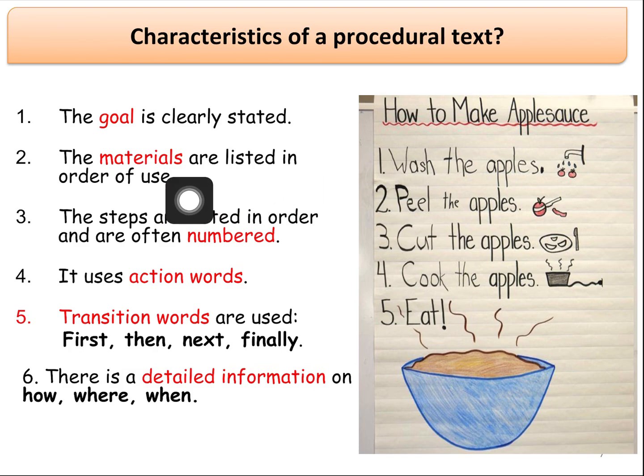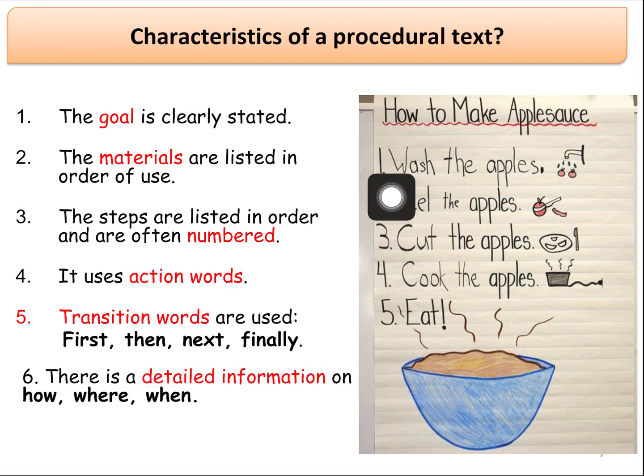The materials are listed in order of use. Well, I got the materials and I got the order of use, how I'm supposed to do them, in what order. The steps are listed in order and are often numbered. And that's true over here. We have 1, 2, 3, 4, 5. We didn't start with 5 and then do 3, then 2. No, we started with 1, then 2, then 3, then 4, then 5. All right, so there's numbered steps and they're listed in order. It uses action words.